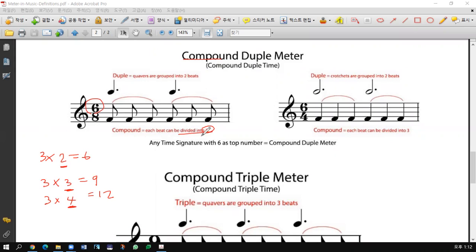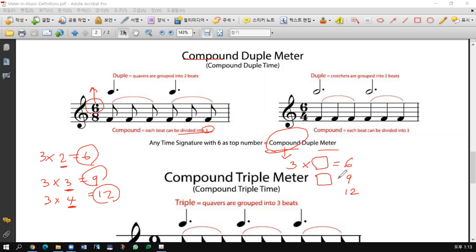So any time you see the top number is 6, 9, 12, it is compound meter, okay? So you think about compound, it means each beat can be divided into 3, okay? And then your top number is 6, 9, 12. You just find out the number in the square. So it's duple, triple, quadruple, okay?